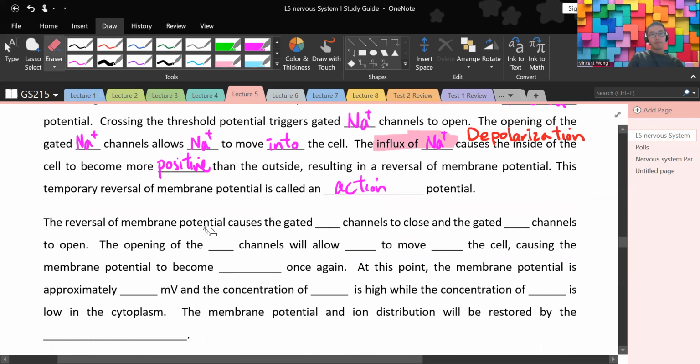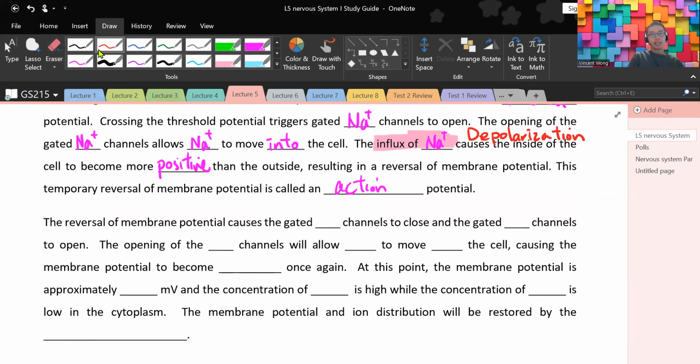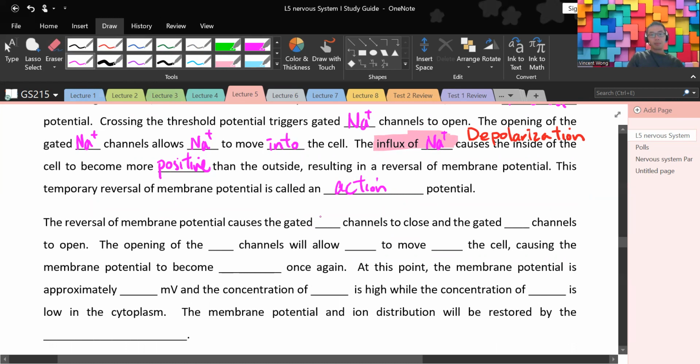The reversal of membrane potential causes the gated sodium channels to close and the gated potassium channels to open. The opening of the potassium channels will allow potassium to move out of the cell. And so we're at the very peak now, and we're going to start to come down, right? Causing the membrane potential to become negative once again. Okay, so this is what we call repolarization.